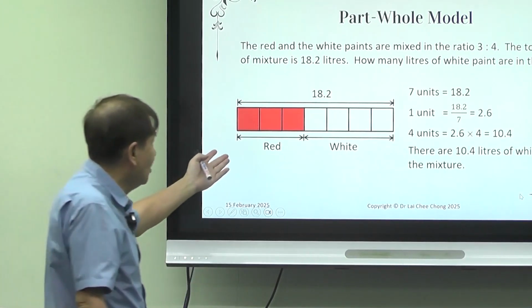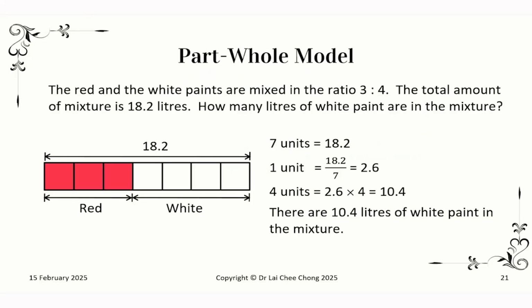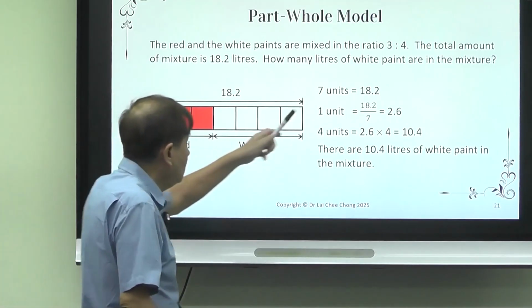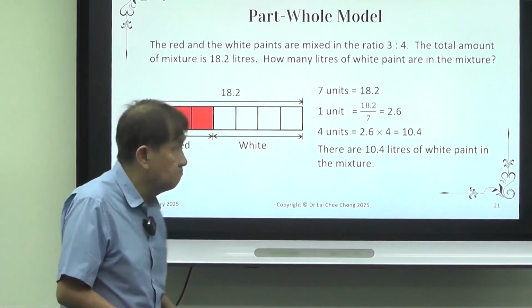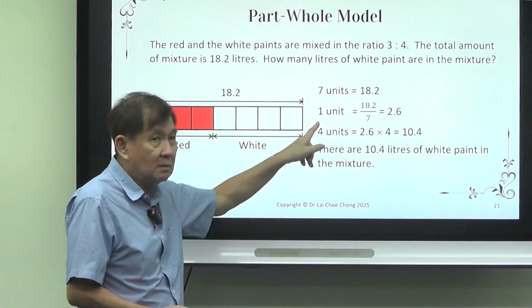So you can see that I can see altogether how many units. 7 units, right? Make up the whole. So I start from the whole, since I know the whole already. In solving a word problem, you must start with something you can find. Obviously, you don't start with the white paint because it's unknown. How to start with the unknown? It's very hard. You start with the known. I know the total is 18.2 liters. So I start from the whole, and this whole has 7 units. So 7 units is equal to 18.2. I will find 1 unit.